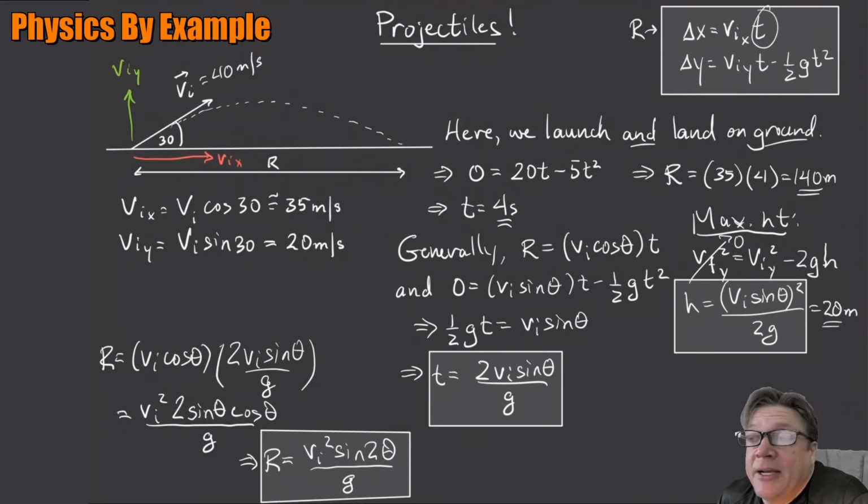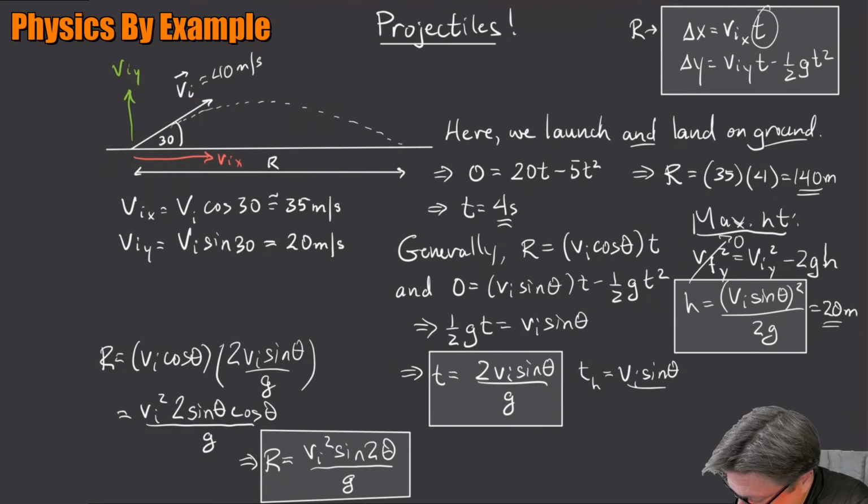What's the time to maximum height? That's kind of a cool thing. T sub h. Let me make sure that's a T sub h. The time to get to maximum height, well, it's a totally symmetric trip up and down. So if I know how long it's in the air, just divide it in half, and that's how long it takes to get up to maximum height. And so that's just vi sine theta over g, right?